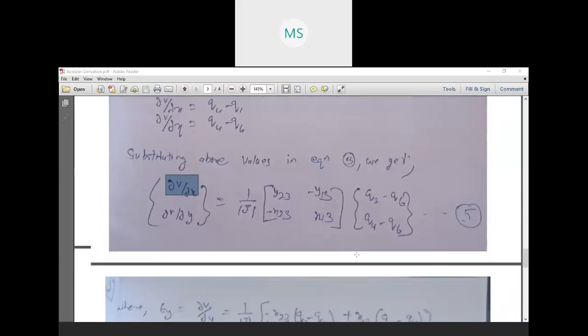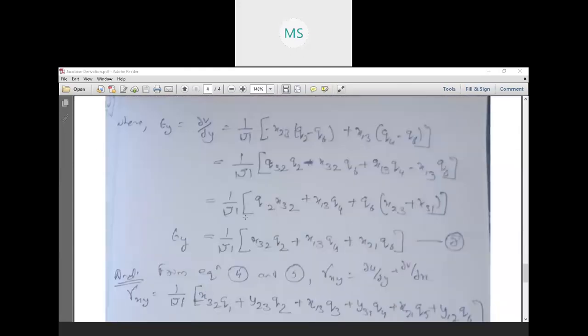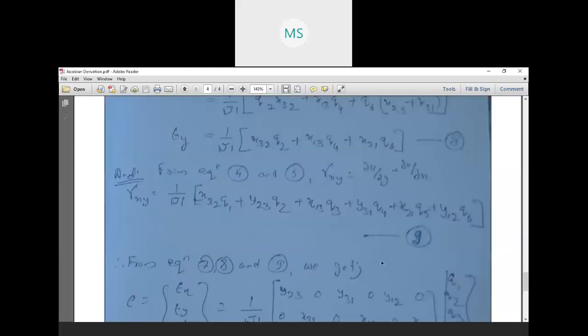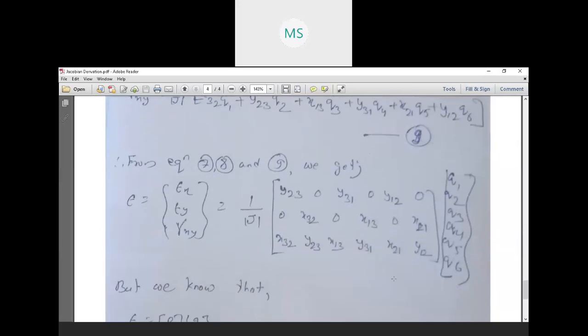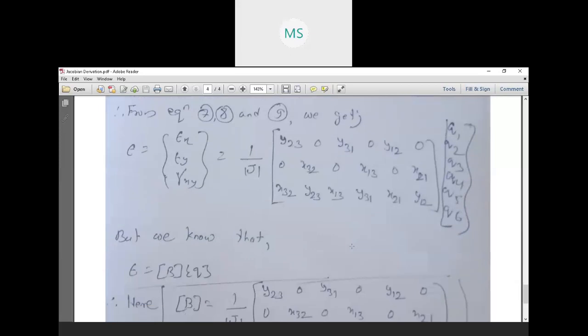It came from equation number 7, where epsilon x is this much, equation number 8, which is epsilon y, and equation number 9. That's what I have written here; you can see here 7, 8, and 9. So my final expression will be something like that. You can cross-check whether it is coming or not. What I did is take out all the displacements and take in the constant values. Now again, as we always do, we will write this in the generalized form: epsilon equals matrix B into Q.